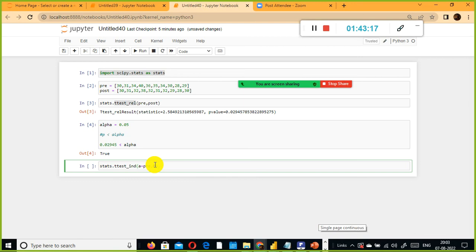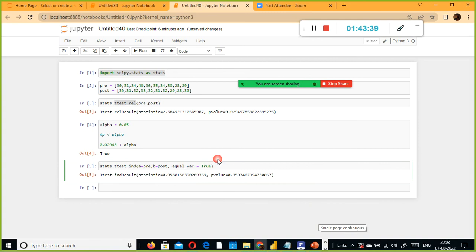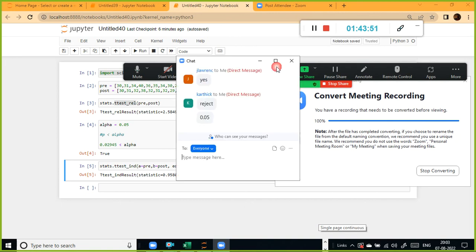Okay, and I say equal_var. equal_var is a reserved word. Okay, by default it is true. And if I do it like this, what is the p value? 0.35. Is this less than alpha? I think all of you are off. No, right? Karthik says no. Hence we failed to reject the null hypothesis.